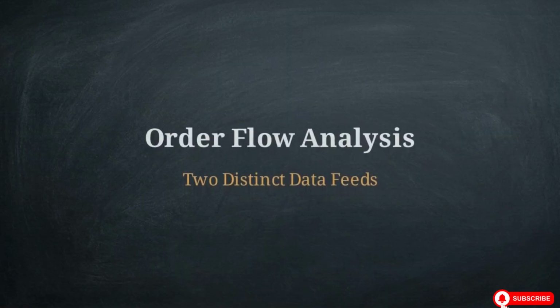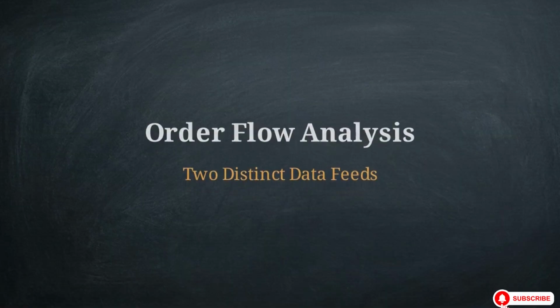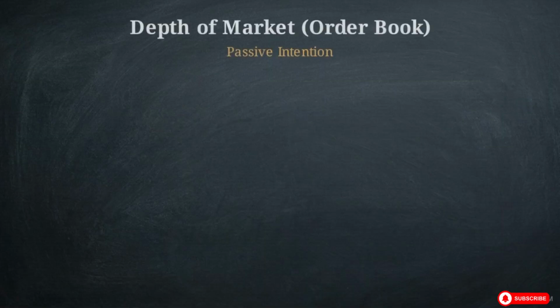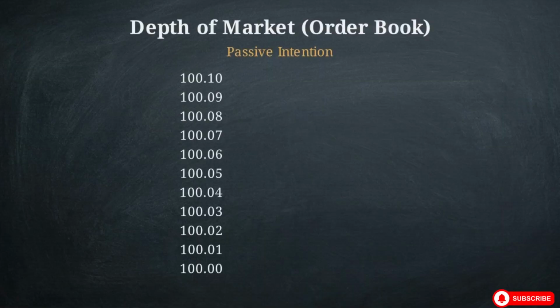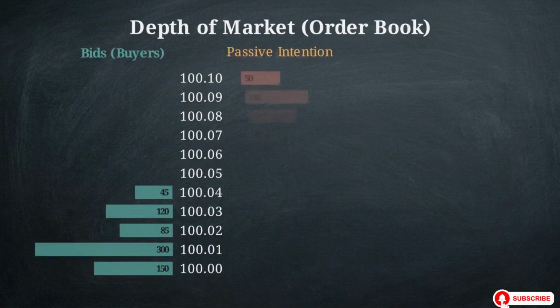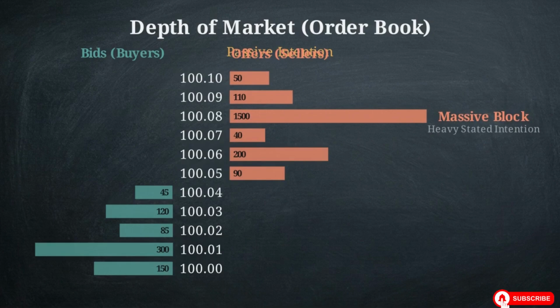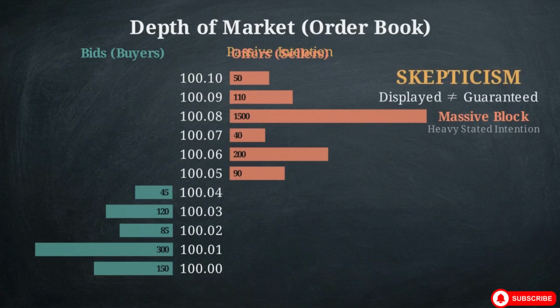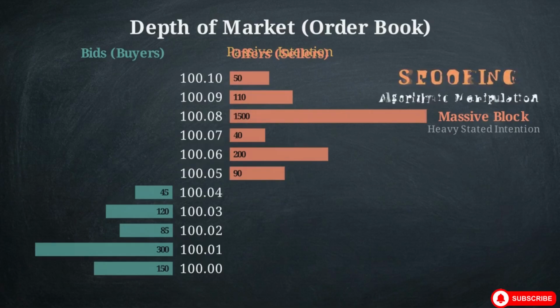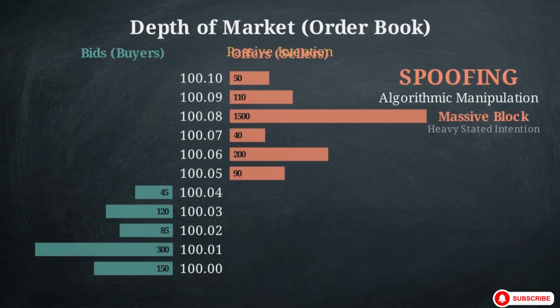Order flow analysis begins with two distinct data feeds. First is the depth of market, or the order book. This is a live vertical ladder showing passive intention. On the left are the bids, buyers waiting to be filled. On the right are the offers, sellers waiting to be filled. The book displays where participants have committed to buy or sell at specific prices in advance. If you see a massive block resting on the offer, it tells you there is a heavy stated intention to sell at that level. But you have to read the book with intense skepticism.